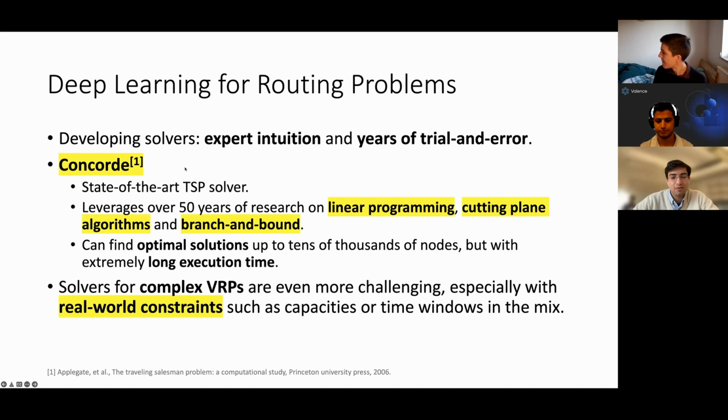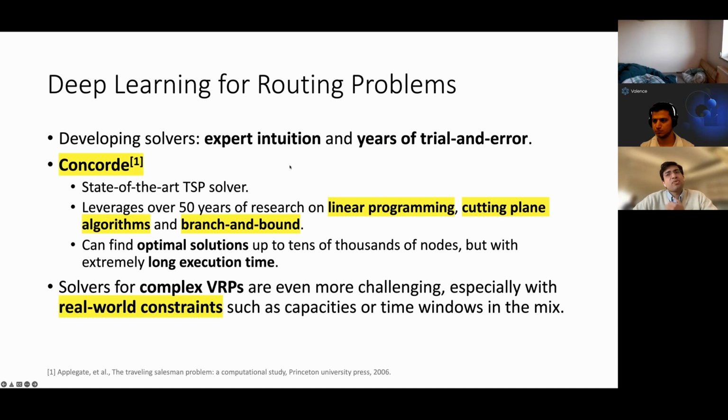In fact, it solves it to optimality for instances up to tens of thousands of cities, but with a really long execution time. And Concorde essentially leverages a lot of research in linear programming, but also combines that with cutting plane algorithms and branch and bound algorithms.